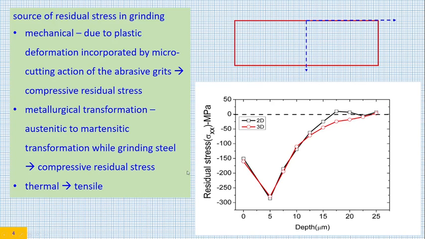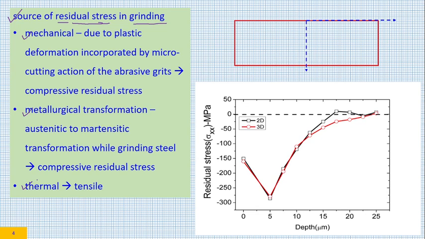Now let us try to understand what are the sources or origin of residual stress, not in machining, but in grinding. So there are three origins. One is mechanical, one is metallurgical, one is thermal.